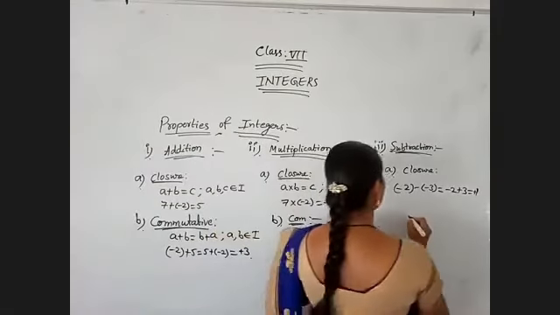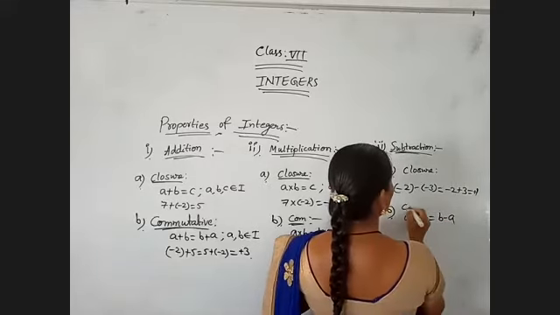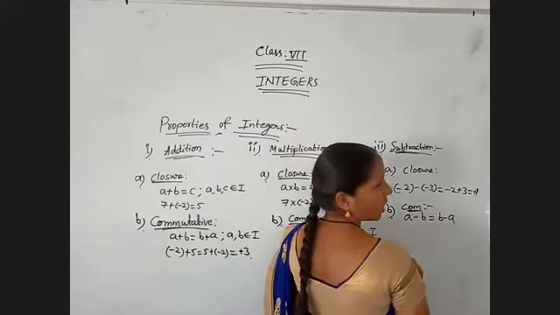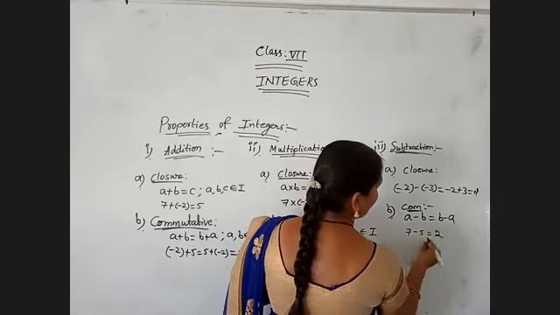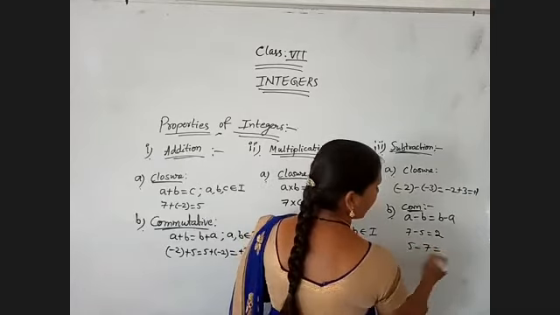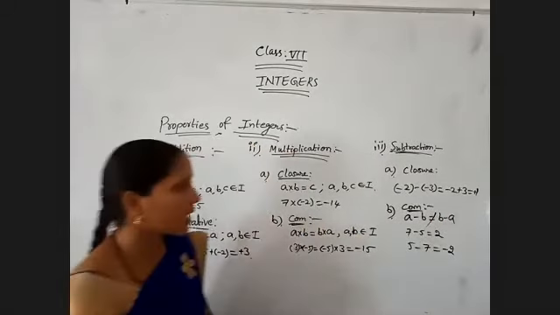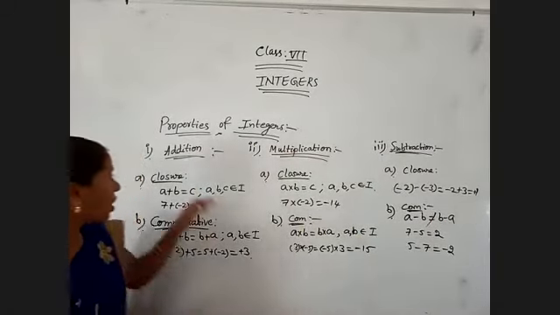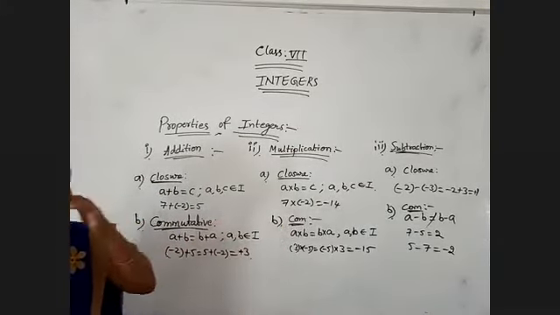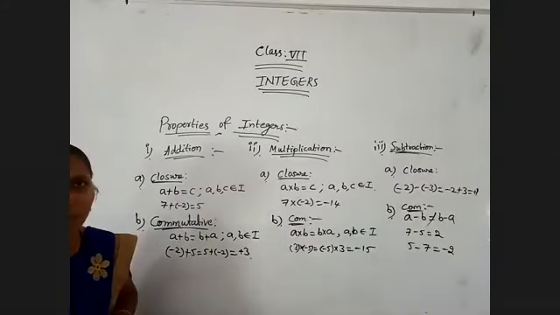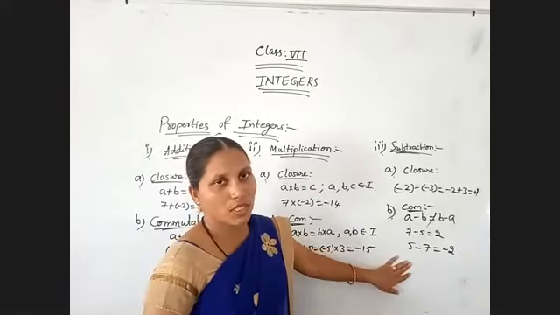Coming to subtraction, a minus b must be equal to b minus a, according to the commutative property. But whether it is possible or not, we will check. 7 minus 5 is equal to 2. Now change the order to 5 minus 7, that is minus 2. So 2 is not equal to minus 2. So the commutative property does not hold. That's why I am telling you all the properties are possible for addition and multiplication, whereas for subtraction only the closure property is satisfied, and the remaining properties will not be satisfied. So take some more examples and check whether those are possible or not.